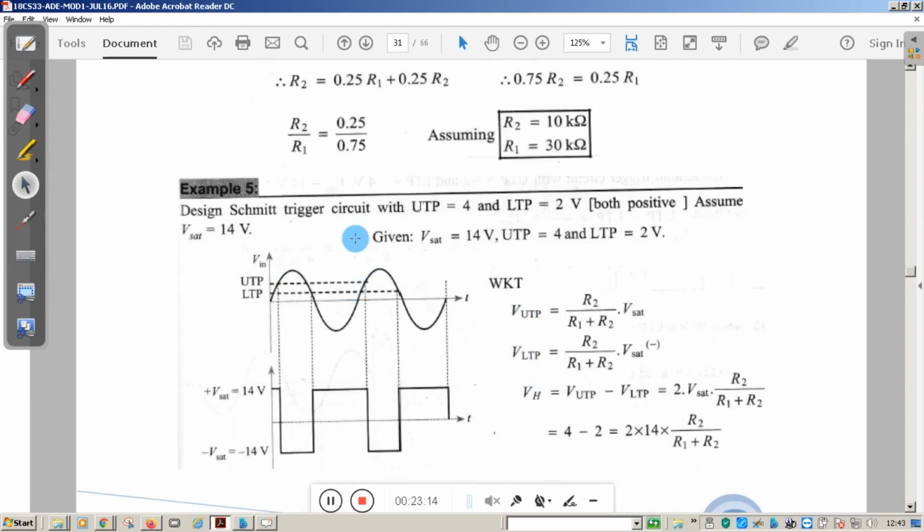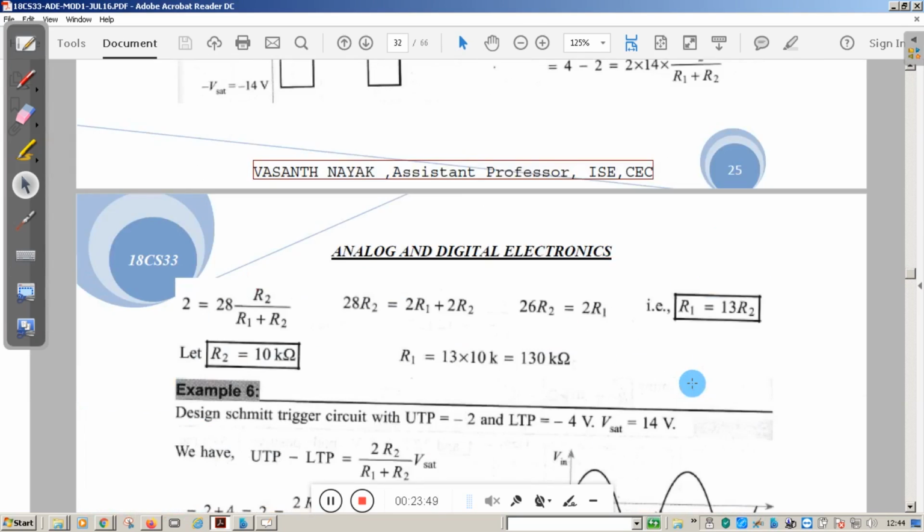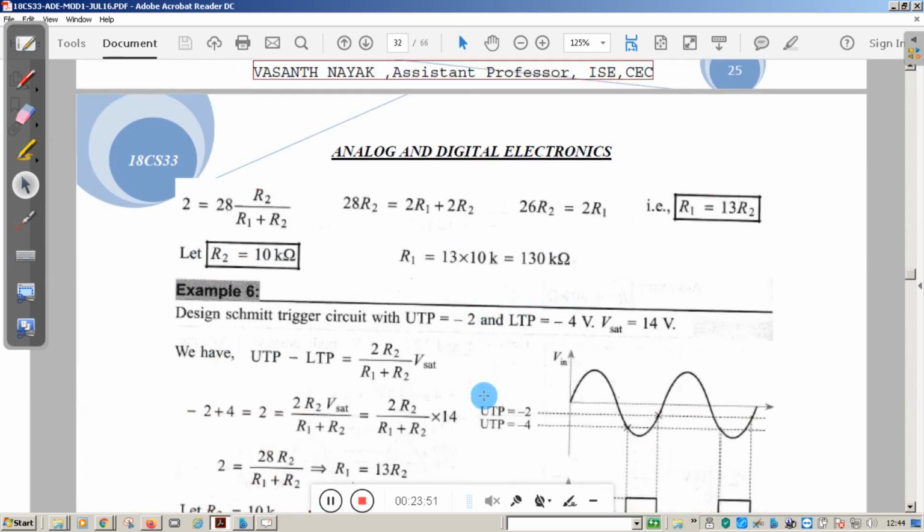Now design a Schmitt trigger circuit with UTP 4 and LTP 2, both are positive. Assume VSAT is 14 volt. So VSAT is 14, UTP is 4 and LTP is 2. Now we know the expressions for UTP and LTP. So hysteresis is VH, and you need to find VH first. VH is equal to UTP minus LTP. When you substitute the values 4 and 2, you will get 2. Substitute this value and the corresponding values, and you will get the values of resistors R1 and R2.